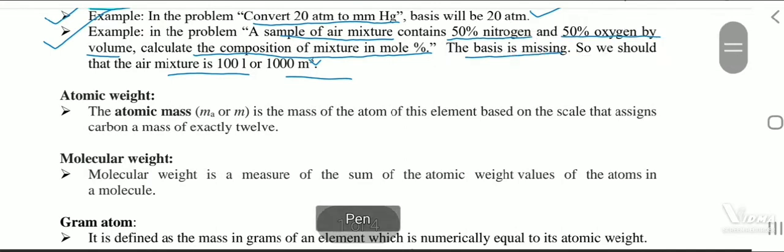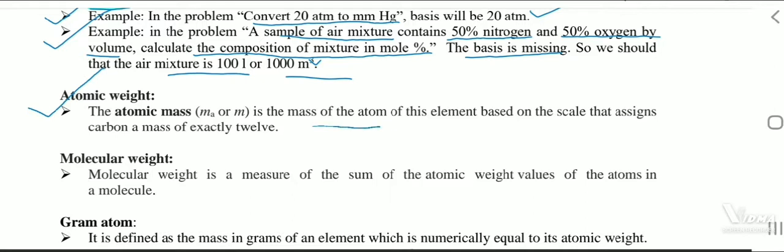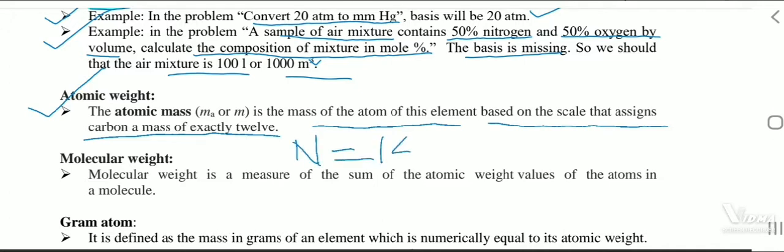Now let's come to the definition of atomic weight. Atomic weight is the mass of an atom of the element based on the scale that assigns carbon a mass of exactly 12. For example, the atomic weight of nitrogen is 14, whereas the atomic weight of hydrogen is 1, and so on.